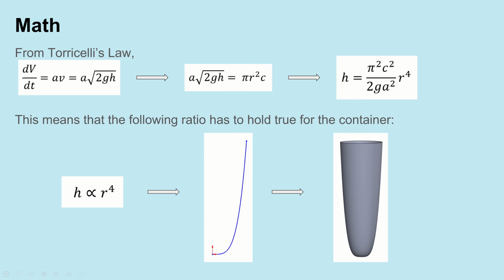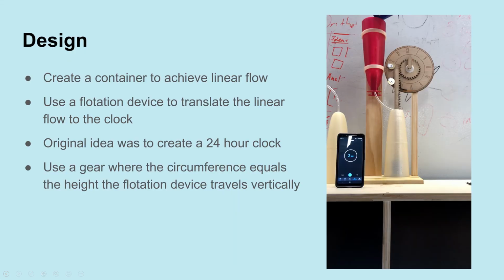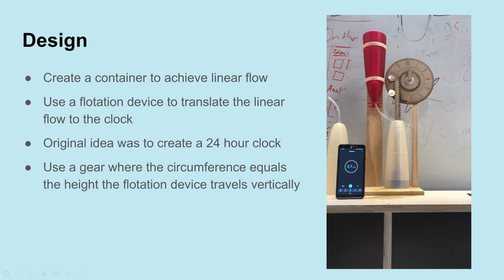This means that the water level will drop at a linear rate, which makes it possible to turn a clock dial. We took the model shown in the last slide and 3D printed a tank to produce linear flow. We then drained water from one container to another. We used a flotation device to translate the linear flow to the clock face.